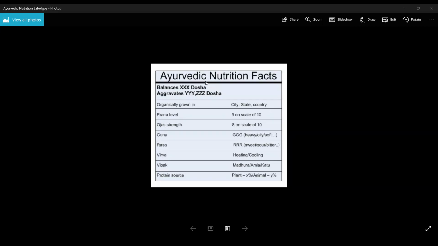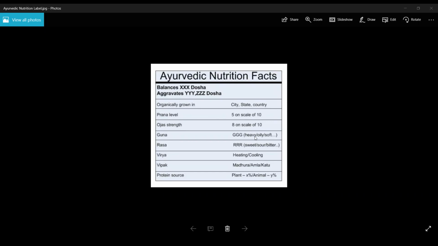So this was done by one of the students. See, there are no calories. It talks about balances. What dosha does it aggravate? Where was it organically grown? City, state, country. Prana level. Someone did this 5 on a scale of 10. Ojas, 8 on a scale of 10. I'm not going to go in.